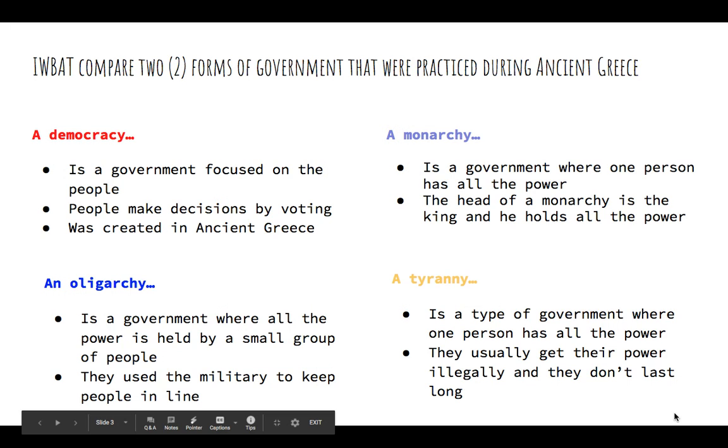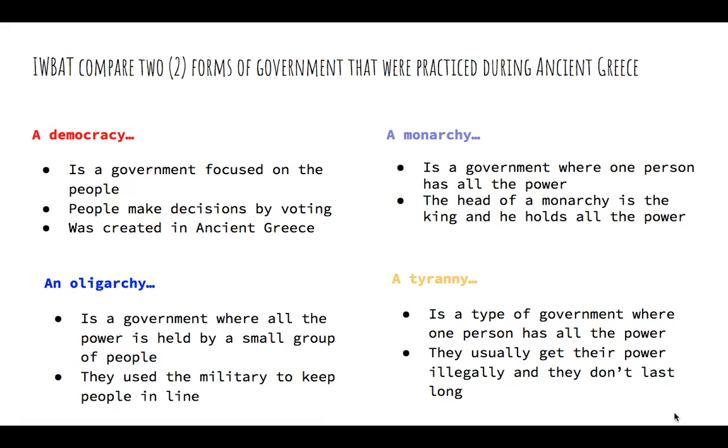Here is the bulk of what we will be talking about. There are 4 types of different government that were practiced during ancient Greece. One, of course, was a democracy, and a democracy is a government focused on the people, and the people contribute and have a say in their government by voting. Voting is their say. And democracy was a government that was created in ancient Greece, and it is still used today. In fact, that is the government that we have in the United States.